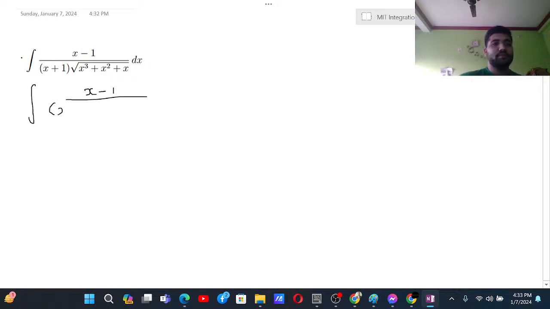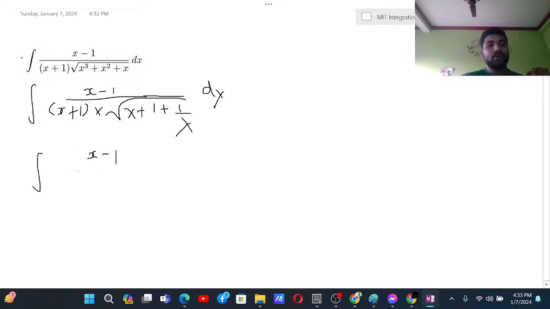We can first try to bring x square out, and since here's the square root, we'll just have x here, and then x plus 1 plus 1 by x dx. Then we will have x minus 1 by, we will have x square plus x, this is actually x, plus we will have x plus 1 by x.